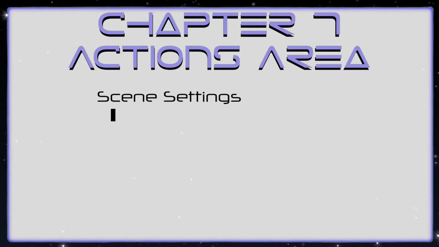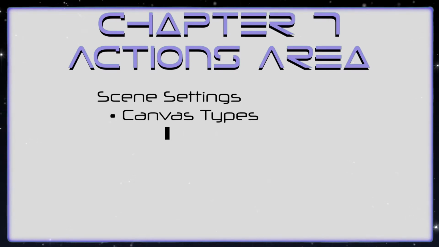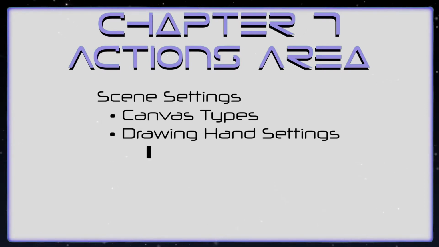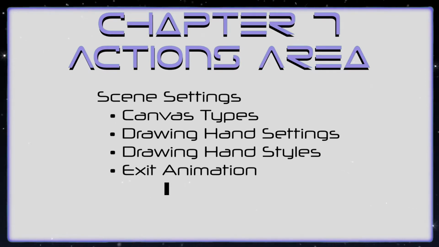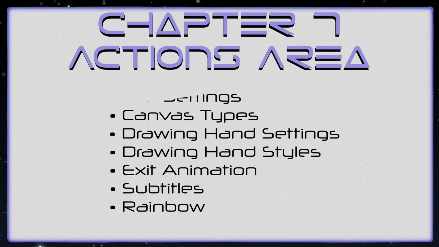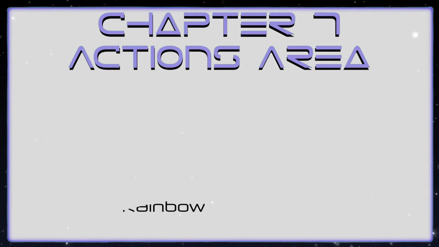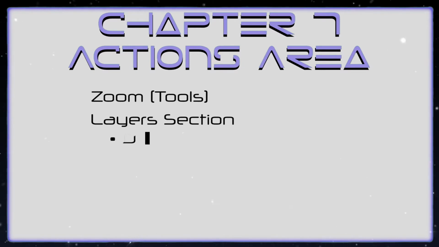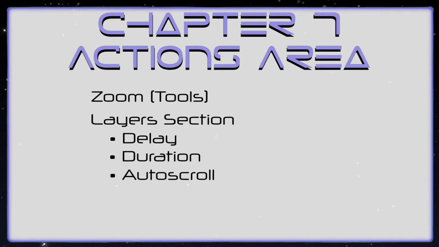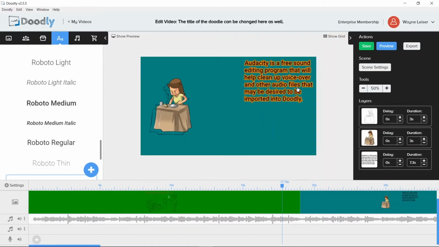Next up, we're going to learn about scene settings. There is a lot to learn inside here. Things like different canvas types, drawing hand settings, drawing hand styles, exit animations, subtitles, and rainbow will be taught in this section. They are very easy to grasp, but we're not done there. We follow that up with zoom functionality, incorrectly called tools in this version. Finally, we take a detailed look at the layers section and learn about delays, duration time, and auto scroll. So grab your coffee, drink, or snack and let's show you some of these actions and provide explanations.